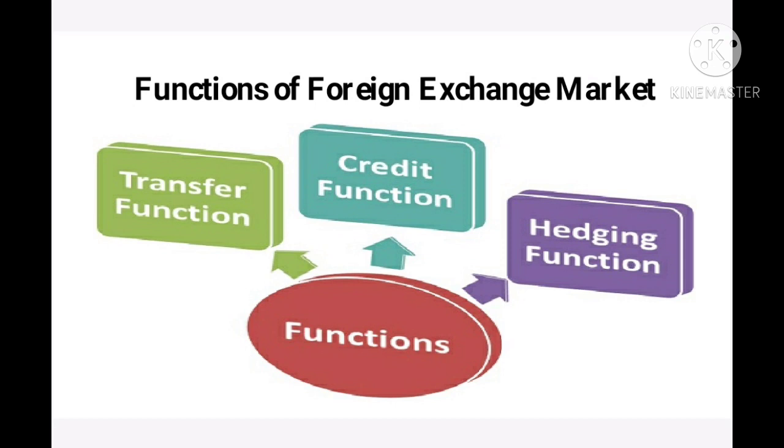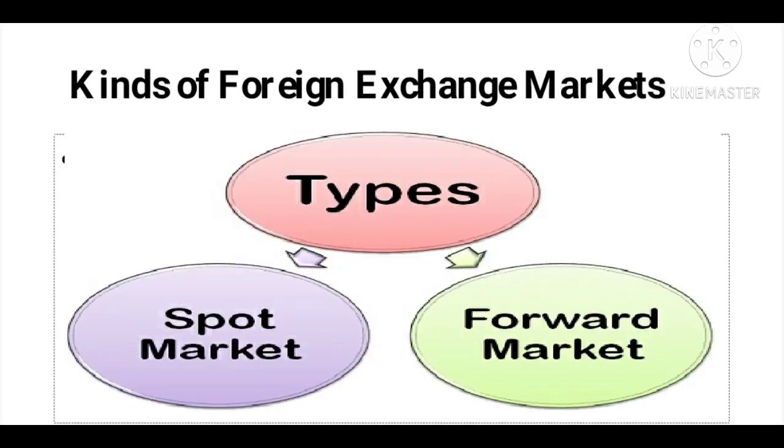There are several dealers in the foreign exchange market. The most important amongst them are the banks. The banks have their branches in different countries through which the foreign exchange is facilitated. Such services of a bank are called exchange banks. Now, kinds of foreign exchange market. Two types: spot market, forward market.